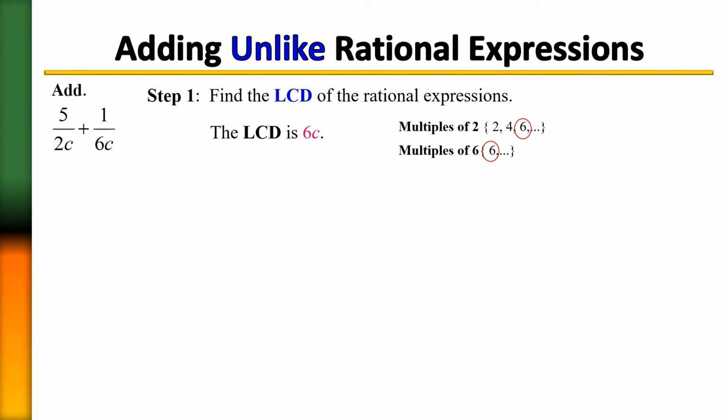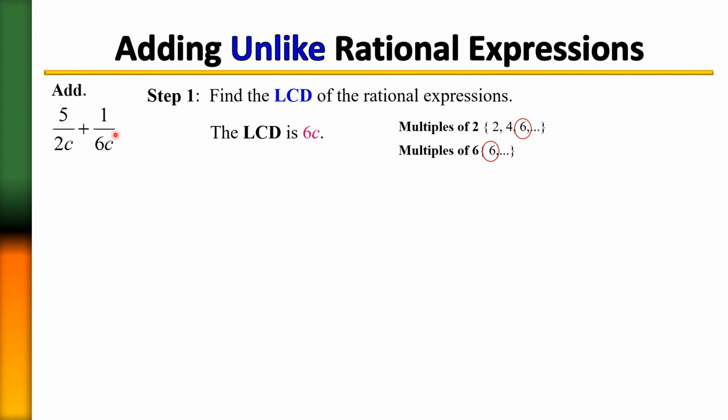So recall what we do with that. We're going to include what is missing. So you're going to use the same steps that you did with rewriting rational expressions. In other words, writing equivalent fractions. So we have 2C here. Our LCD is 6C. So what do you need to multiply 2C with in order to get 6C? Yes, that's correct. We need to multiply with 3. So I have to multiply the top and the bottom of that first expression by 3.